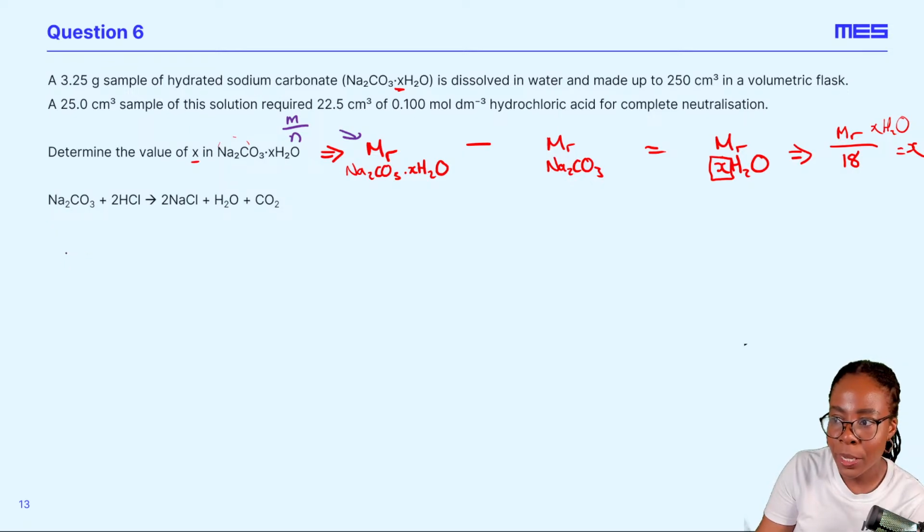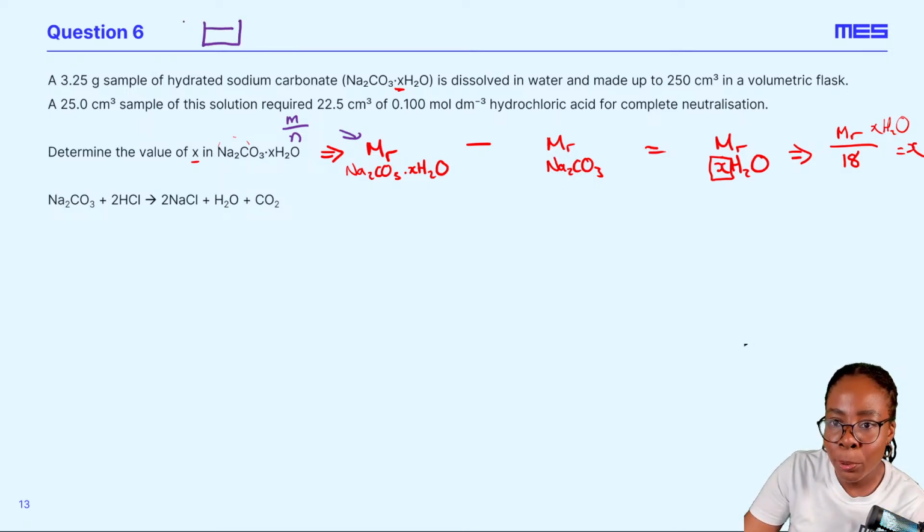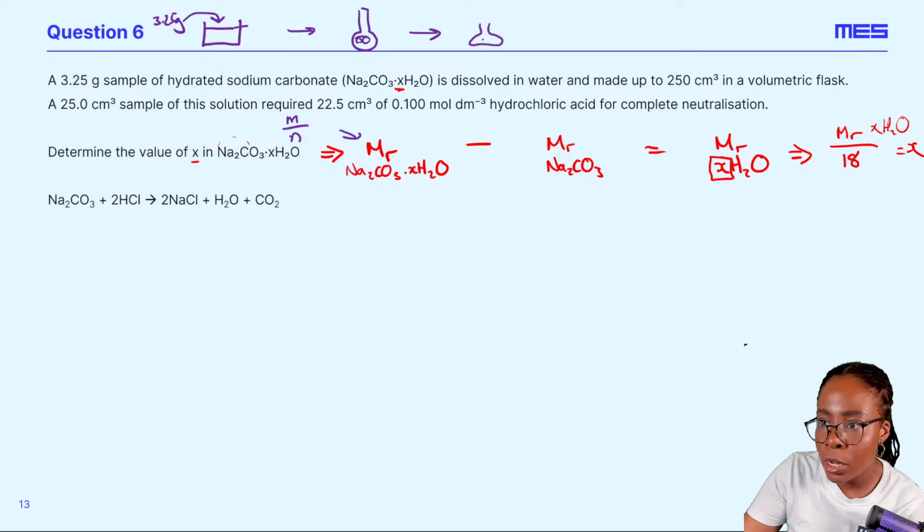Okay, now we can draw this out, but I think there are fewer steps for this one, so maybe, no, actually, let's draw it out. We took our 3.2 grams and we dissolved that in water, and we made it up to 250 centimeters cubed. We then, just like before, took out a smaller sample of 25 and we did our titration of that against our HCl. And for the HCl, the concentration was 0.1 mole per dm cubed. And the volume that we needed for that was 22.5 centimeters cubed.